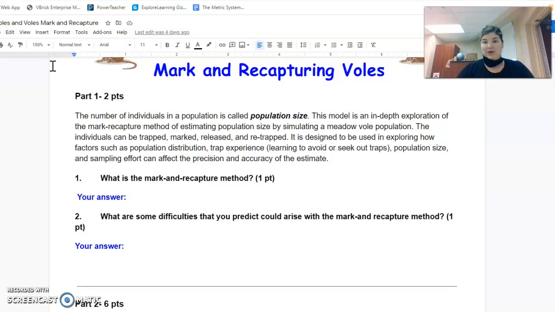We have 4 methods of population study. So we want to look at how populations change over time, and how do we get the estimate of the number of organisms in a population. One of those methods is mark and recapture.